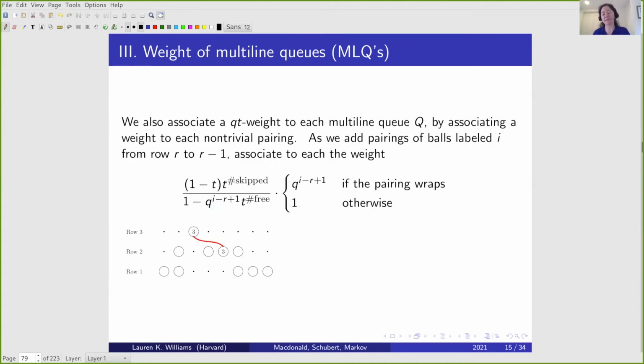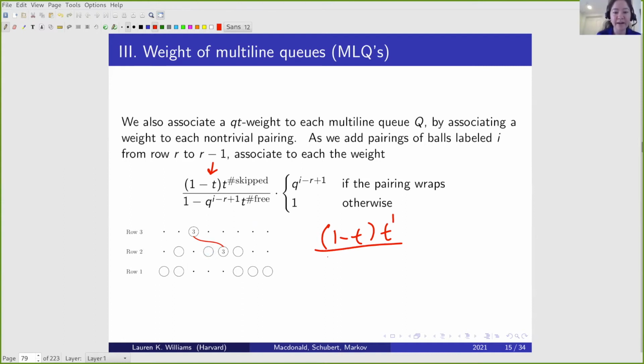I'll maybe just explain it in this example here. So let's look at this red pairing. I'm matching this ball 3 to the partner down here. And so my weight function is telling me I'm going to have a factor of 1 minus t, that's this one. And then t to the number of skipped balls. Well, when I matched my 2 balls labeled 3, I skipped over this ball here, so that's 1 skipped ball.